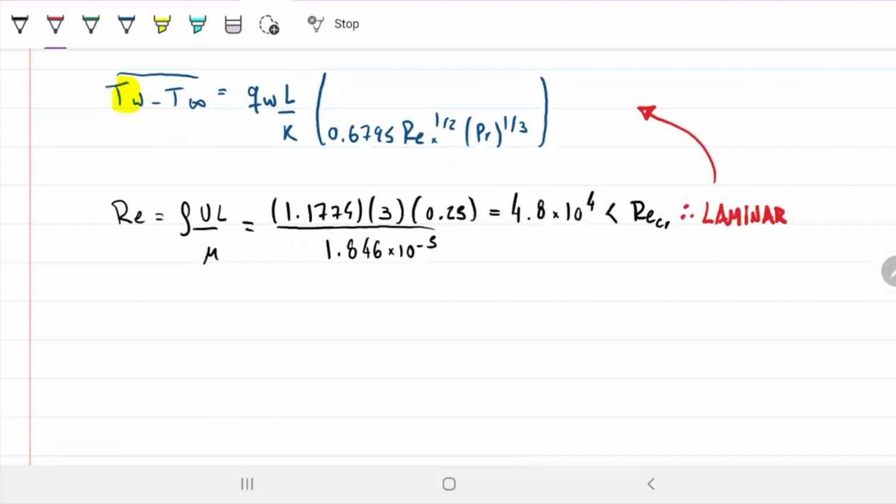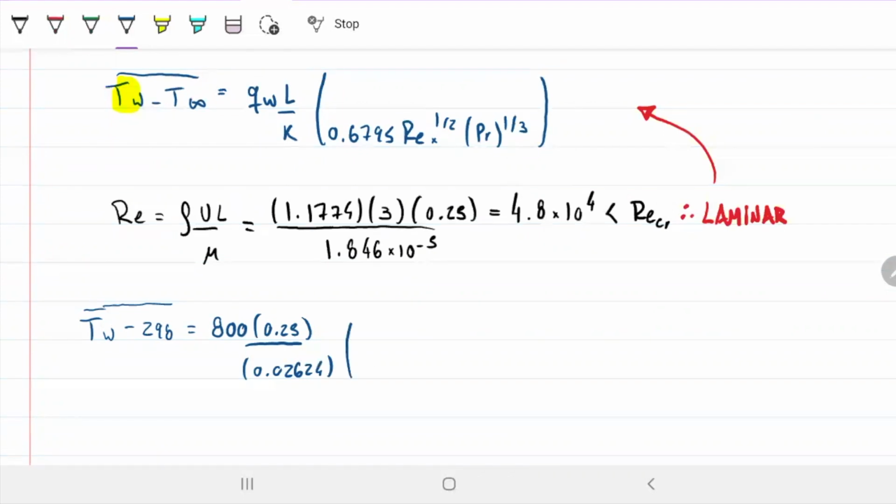All right, so I'm going to plug in the values for that guy there. T wall, which I'm looking for, minus T infinity, which is 27 or 298 Kelvin, has to be equal to the flux of energy coming in times L divided by my conductivity, 0.02624, and then 0.6795 Reynolds being 4.8, halved, and this is 0.78 to the third. Okay, so this means that this guy is approximately 57.44.